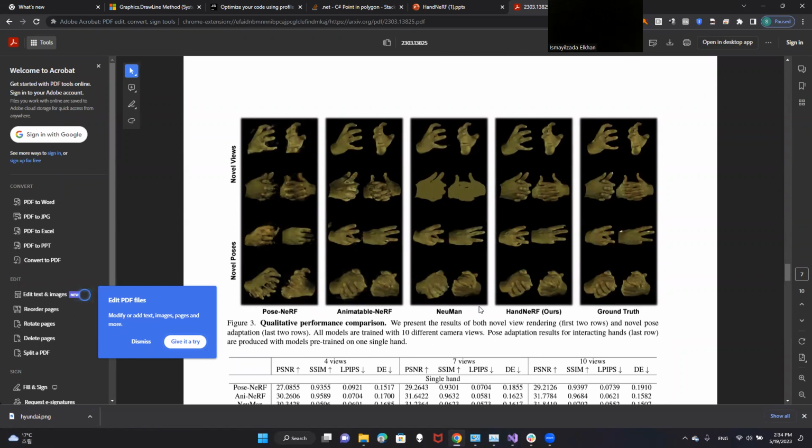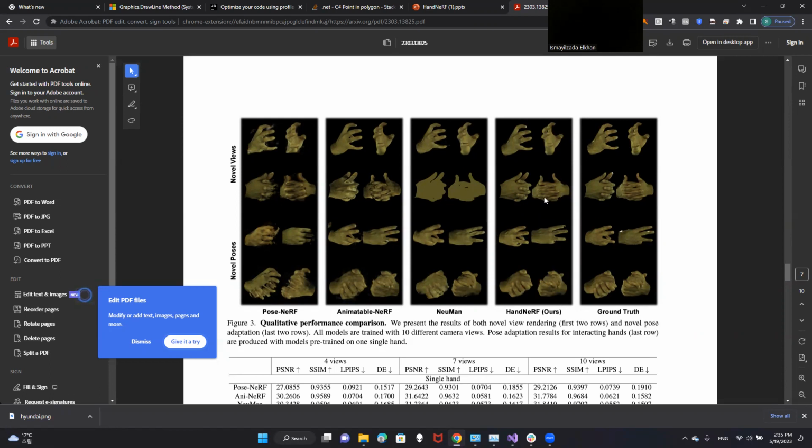It tends to be really bad for the other methods, but they generated the right image from the left image. What is the original thing? Oh, this is the ground truth, and this is the generated result for our HandNeRF. But what is the right column and what is the left column? Where are the hands generated from? What is the input?